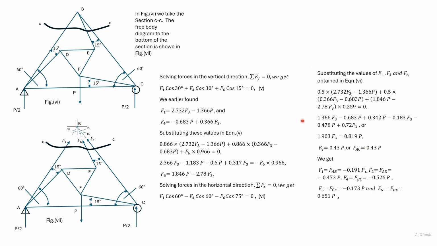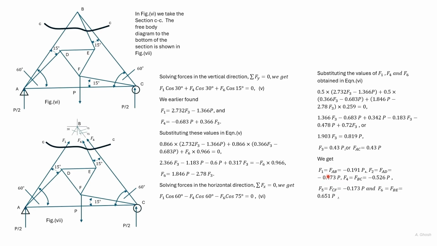We had earlier obtained F1, F2, F4, F5 and F6 in terms of F3 and P. So substituting the value of F3, we now get F1, F2, F4, F5 and F6 in terms of P only. We can do a check.